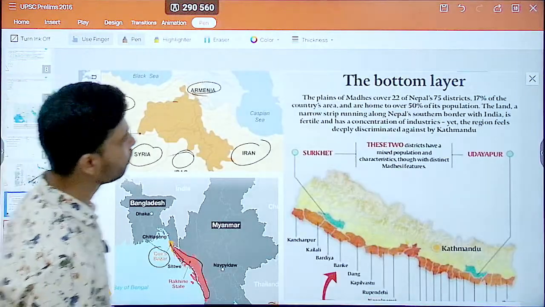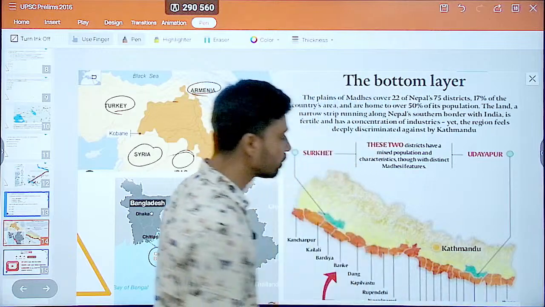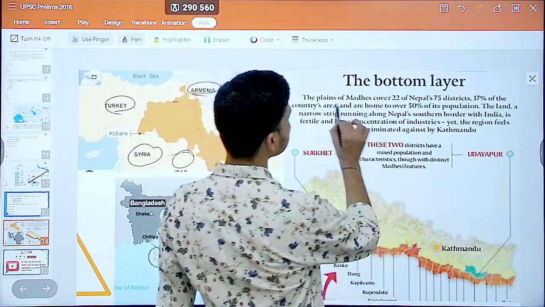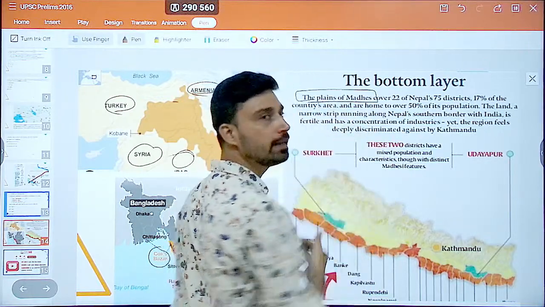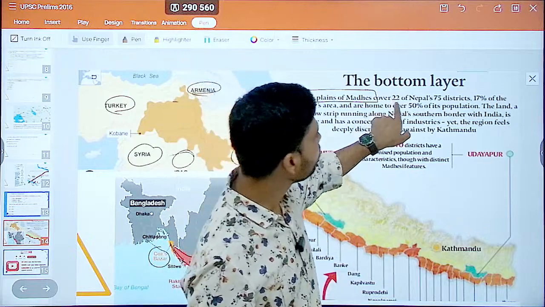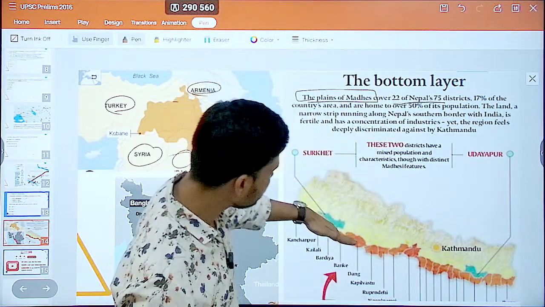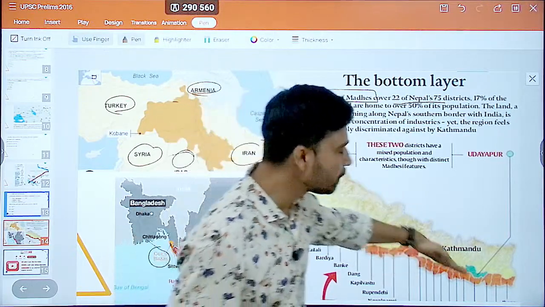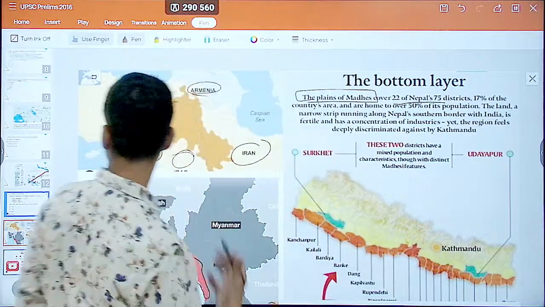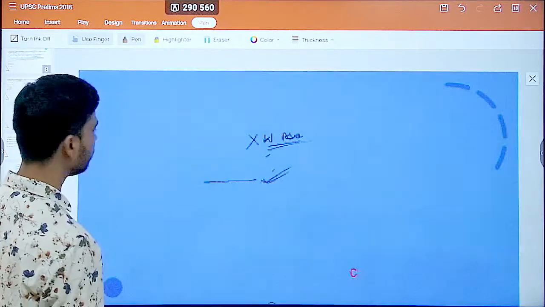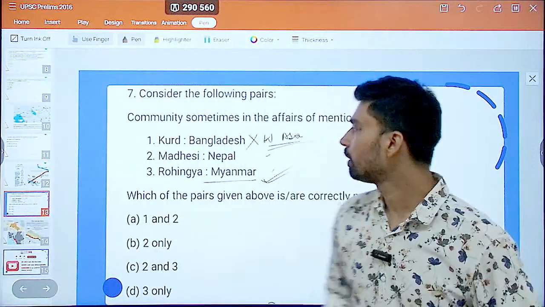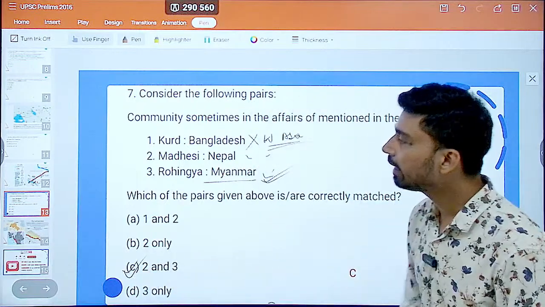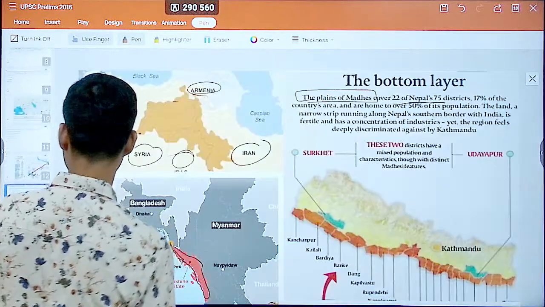Second is Madhesi. Madhesis are living in Nepal. As you can see here, the Madhes are the plain-inhabiting population of Nepal that cover 22 of Nepal's 75 districts. And this is the region that you are seeing here. The upper part of Nepal is mountainous area, and the lower part along the Uttar Pradesh and Bihar region is plain area. This region is called Madhes, and Madhesis are inhabitants of this plain region of Nepal. So the second is correct, the third is correct. So the correct option obviously will be C, that is, the second and third options are correct here.